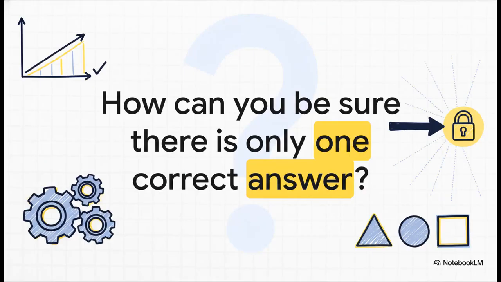I mean, really think about that for a second. If you're in engineering or physics, and your model of a system spits out multiple possible futures, or maybe none at all, that's a huge problem. You need certainty. You need a guarantee. And that, right there, is exactly what the existence and uniqueness theorem gives us.